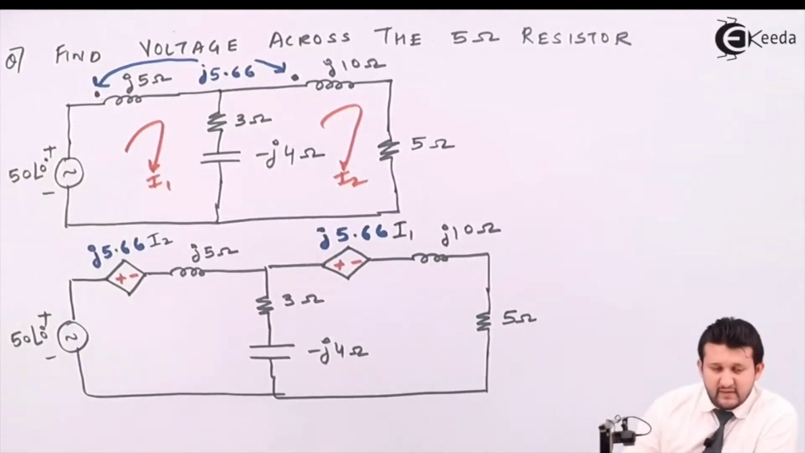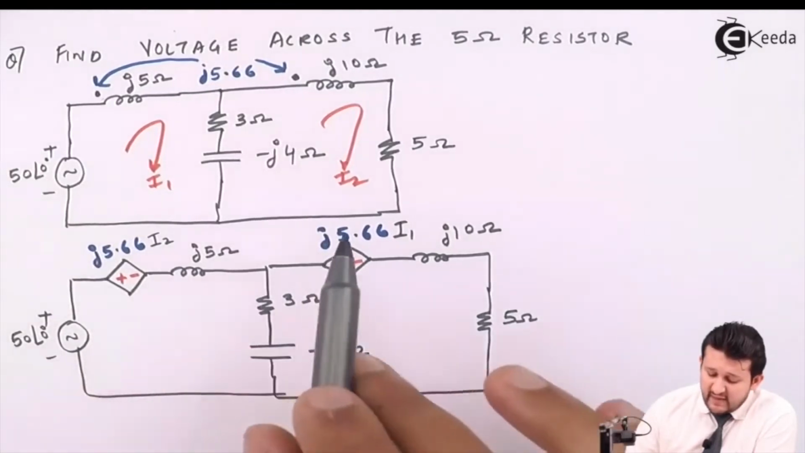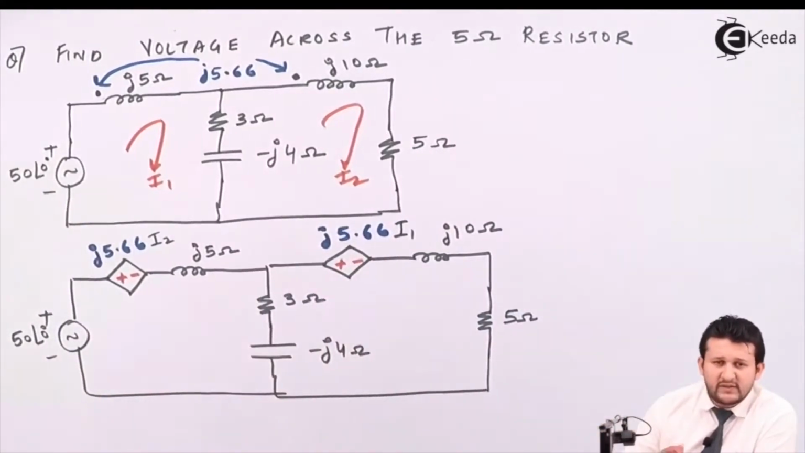So this will be a circuit on which you need to apply KVL. If you make mistakes in writing this voltage source, your whole sum will be wrong. So please make sure about the voltage value.